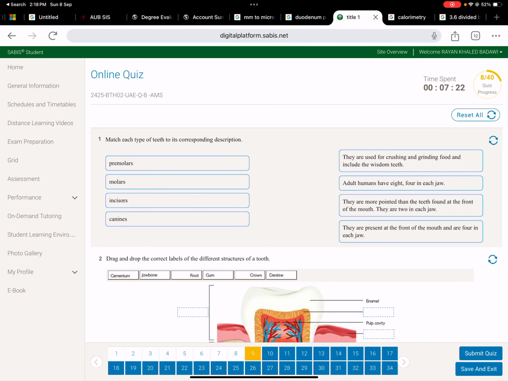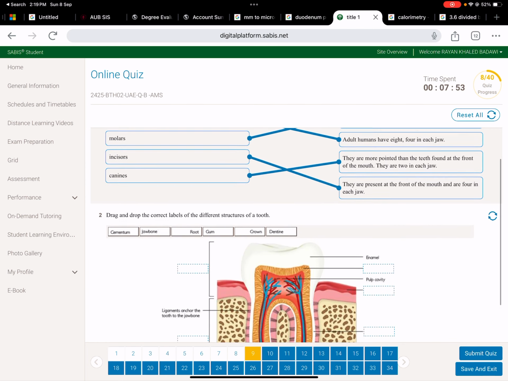So we have to match each type of teeth to its corresponding description. Remember we said incisors are the ones found at the front of the teeth. They are present in front of the mouth and are 4 in each jaw. Canines are more pointed and they are next to the incisors. And then after the canines we have the premolars. Oh, we did something by mistake. Let's repeat it. Okay, the premolars, we have 8, 4 in each jaw. And then finally the molars, which are used for crushing and grinding and include the wisdom teeth.